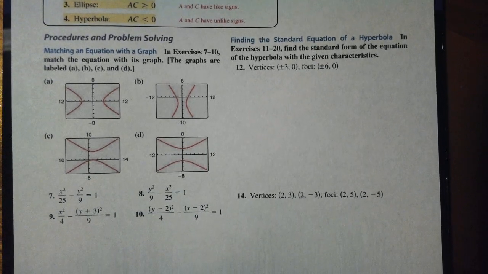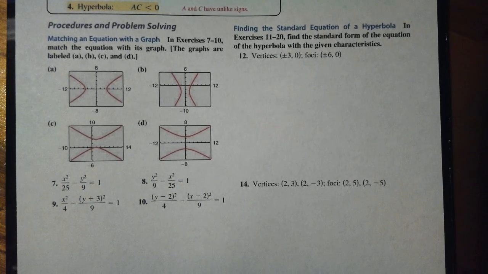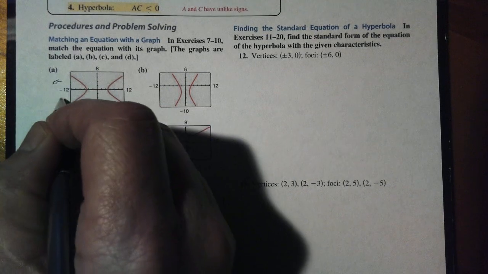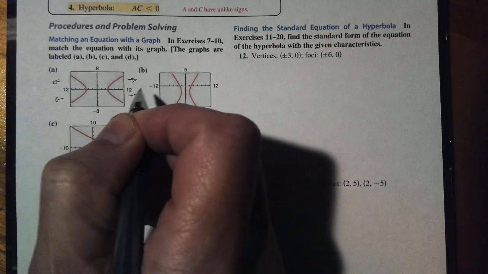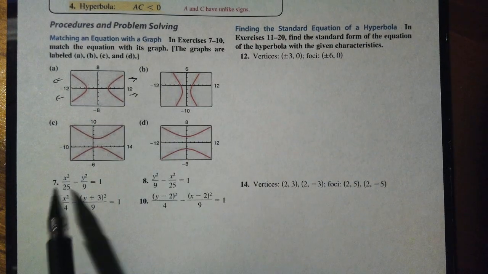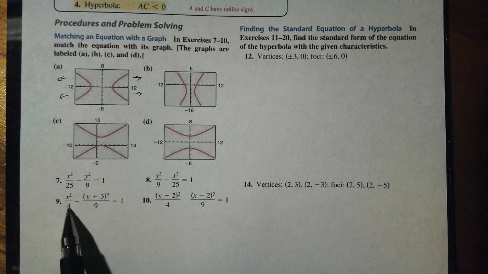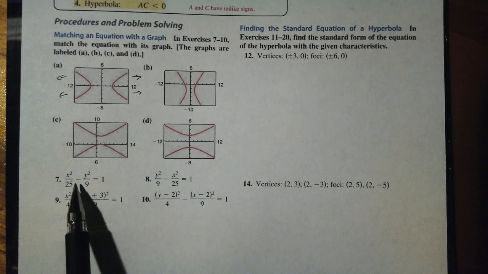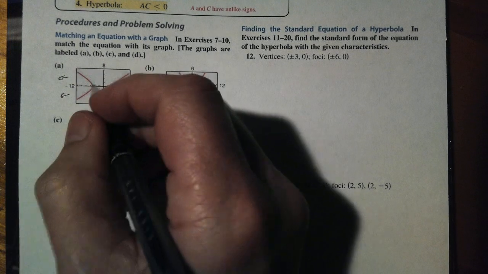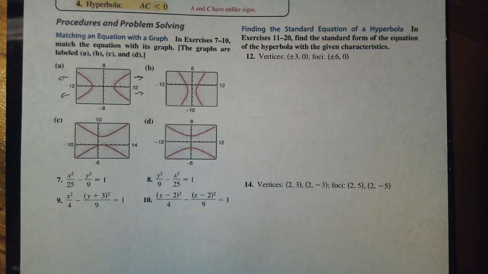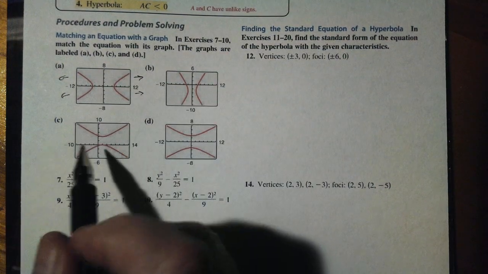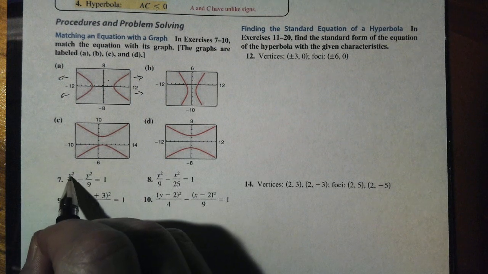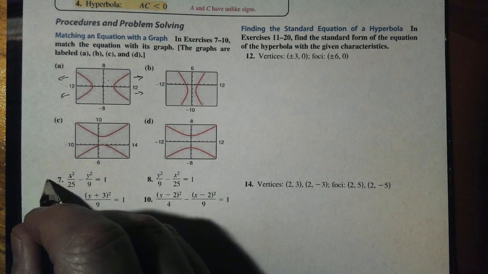Okay, first thing I notice on A as we go through this matching, this is opening in the x direction. It's a positive x squared. Positive x squared, negative x squared, positive x squared, negative x squared. It's either 7 or 9. The center appears to be at 0, 0. Since the center is at 0, 0, here is A.